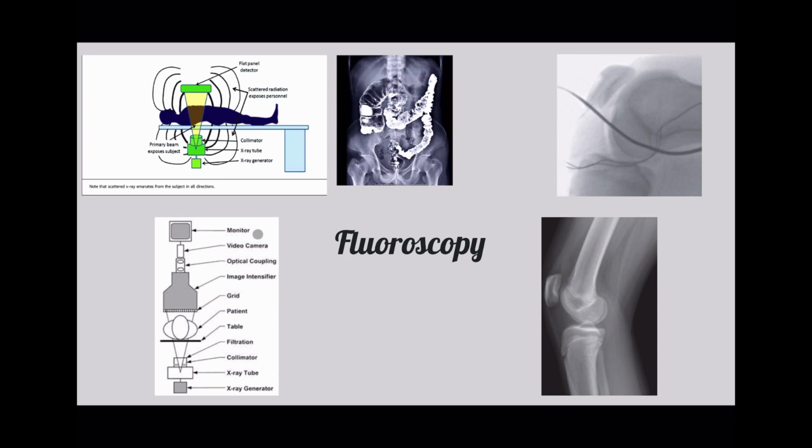As seen in the image located in the lower left corner, the fluoroscopic system is composed of 11 parts in total. We have the X-ray generator, the X-ray tube, the collimator, the filtration, the table, the patient, the grid, the image intensifier, the optical coupling, our video camera, and our monitor.